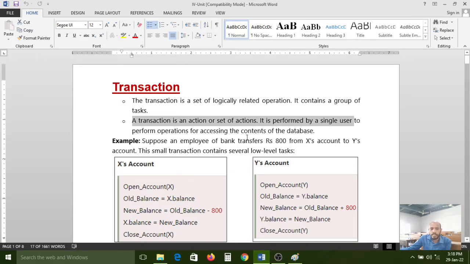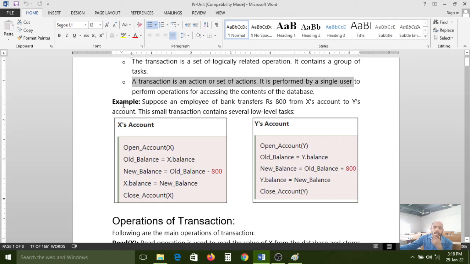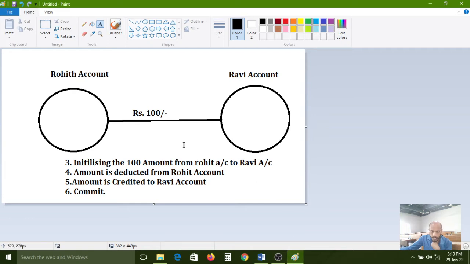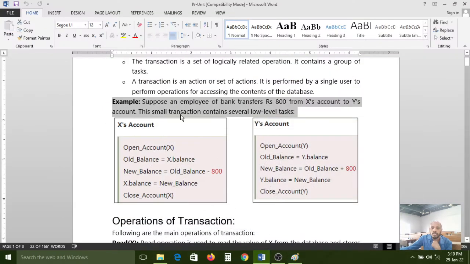Accessing contents of the database. Suppose I give one more example. Just try to understand. Suppose an employee of a bank transfers 800 rupees from X account to Y account. It is the same example I have just explained, with different accounts. This small transaction contains several low-level tasks.